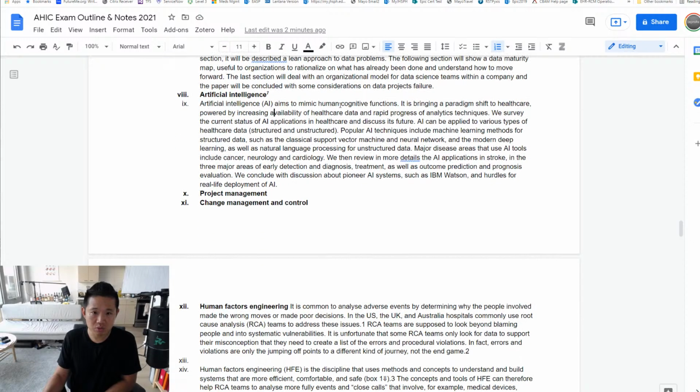Cool. Artificial intelligence aims to mimic human cognitive functions. It is bringing a paradigm shift to healthcare, powered by increasing availability of healthcare data and rapid progress of analytics techniques. We survey the current status of AI applications in healthcare and discuss its future. AI can be applied to various types of healthcare data, structured and unstructured. Popular AI techniques include machine learning methods for structured data, such as the classical support vector machine and neural network, and the modern deep learning, as well as natural language processing for unstructured data. Major disease areas that use AI tools include cancer, neurology, and cardiology. We then review in more detail the AI applications in stroke in the three major areas.